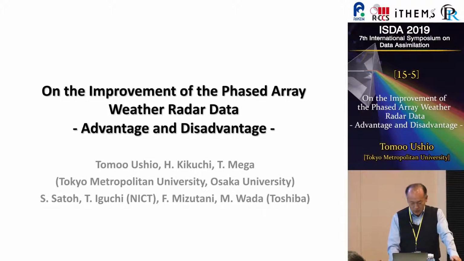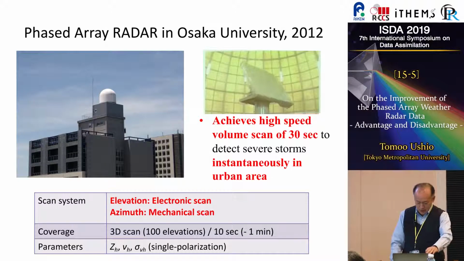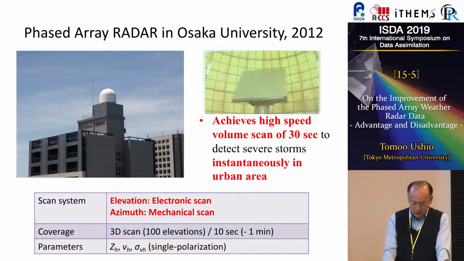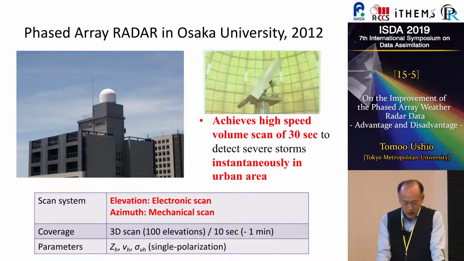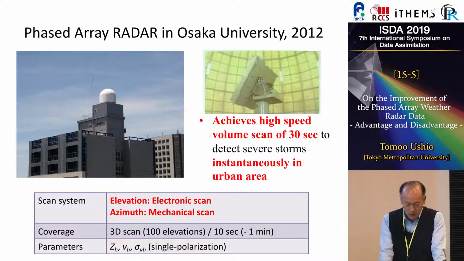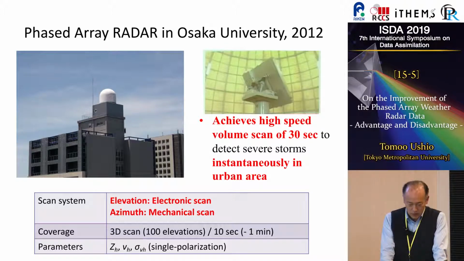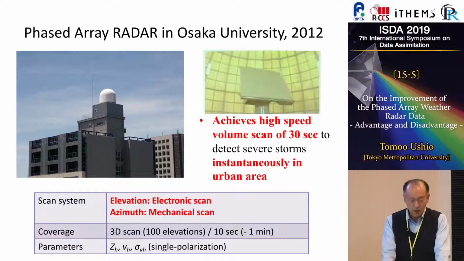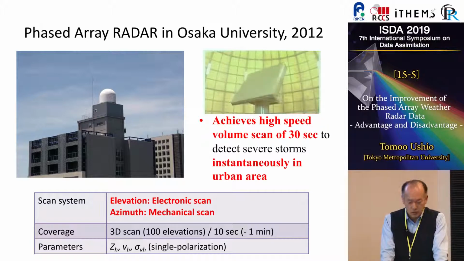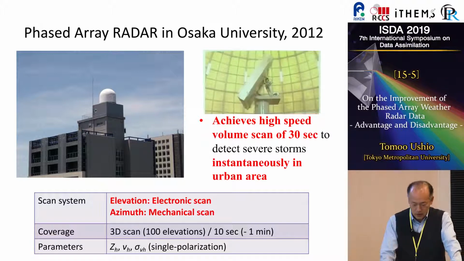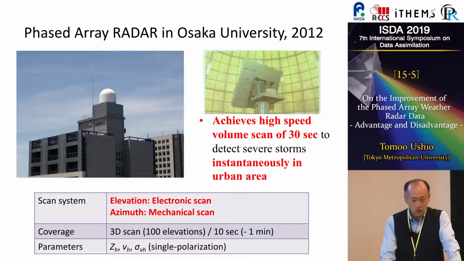Today I'd like to talk about the advantages and disadvantages of the phased array radar system. As you may know, the first phased array radar system was developed by Osaka University and Toshiba Corporation in 2012. As you can see from these movies, this radar system has electronic scanning for elevation and mechanical scanning for azimuth. However, this is a single polarimetric radar system.